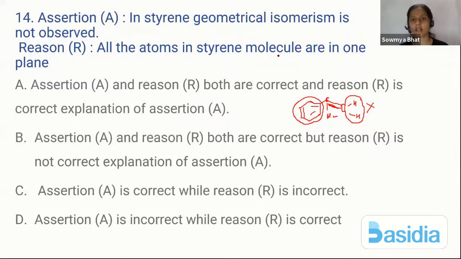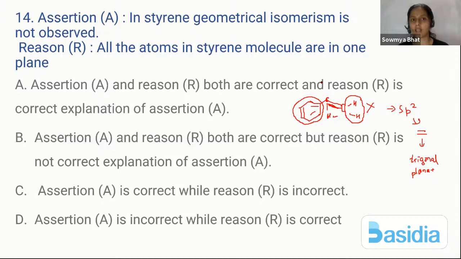And all the atoms in the styrene molecule are in one plane because all the carbon atoms which are here, all of them are sp2 hybridized. That means doubly bonded. When you have sp2 hybridized carbon, we know that they lie in the same plane. That's a trigonal planar. That's how we define the structure of sp2 hybridized carbon. So they lie in the same plane. So the reason is also correct.